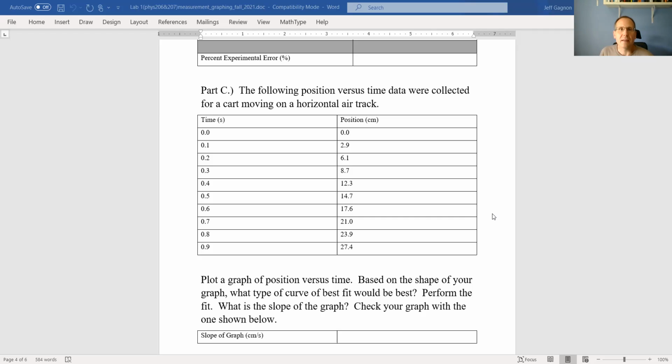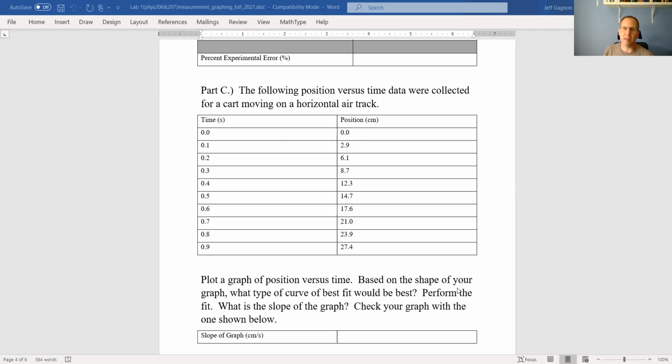So in this first case, I give you a table that has time and position. And this is really the position of a cart that's moving on a horizontal air track. And it's at these positions for these particular times. So what I want you to do is plot position versus time, which means time is going to be on the x-axis and position will be on the y-axis. So time is x, position is y.